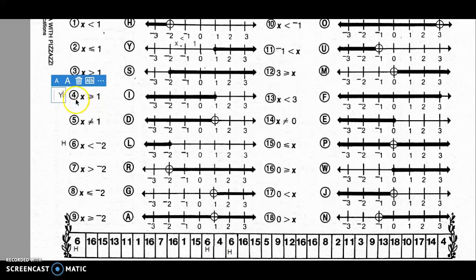So I'm going to put my y right here. I'm going to find all my 4's down here and add y. So 4 here and 4 here. And there you go. That's what we're doing. We had a lot of class time to do this, so hopefully you guys can get this done.